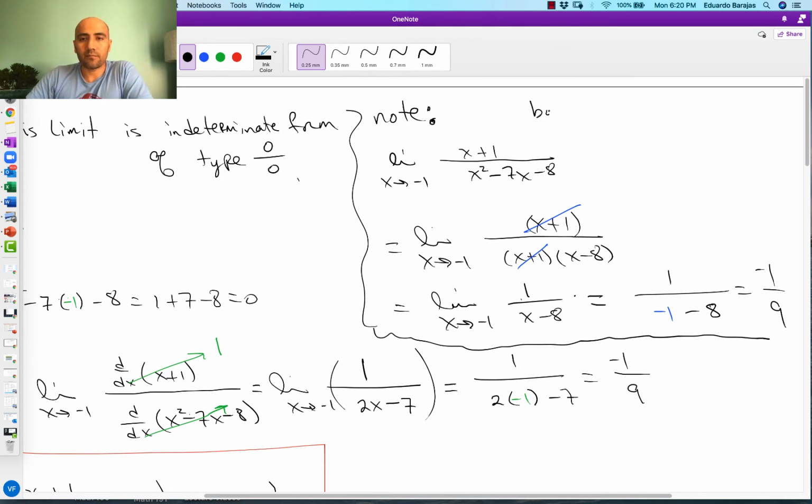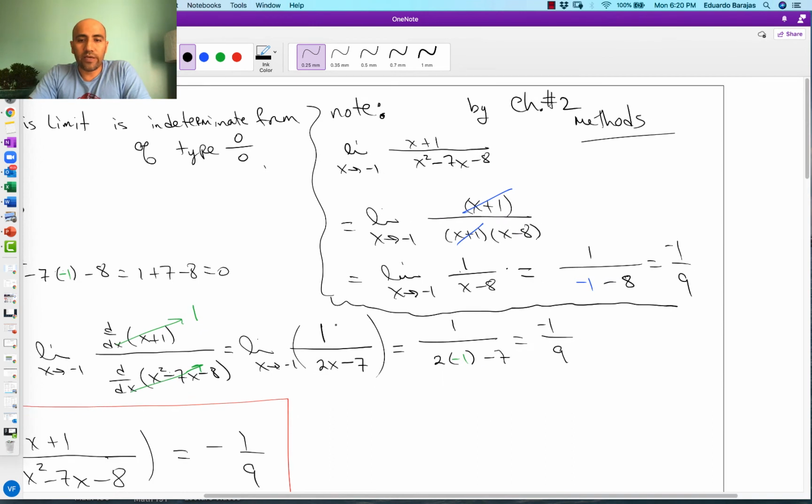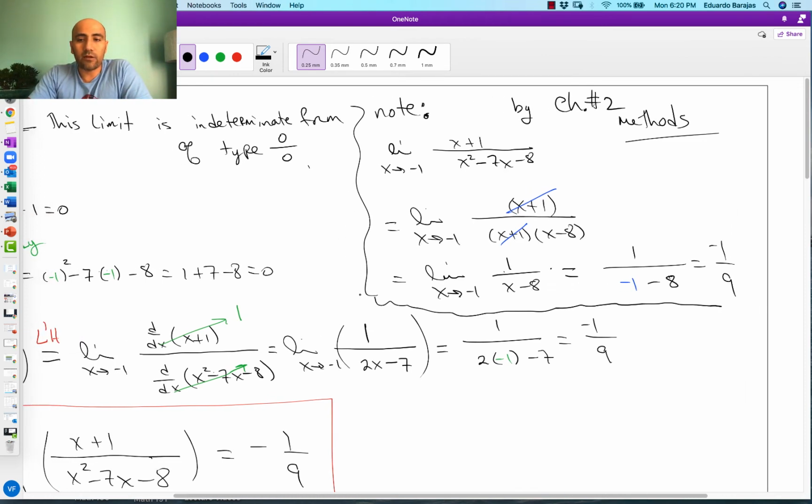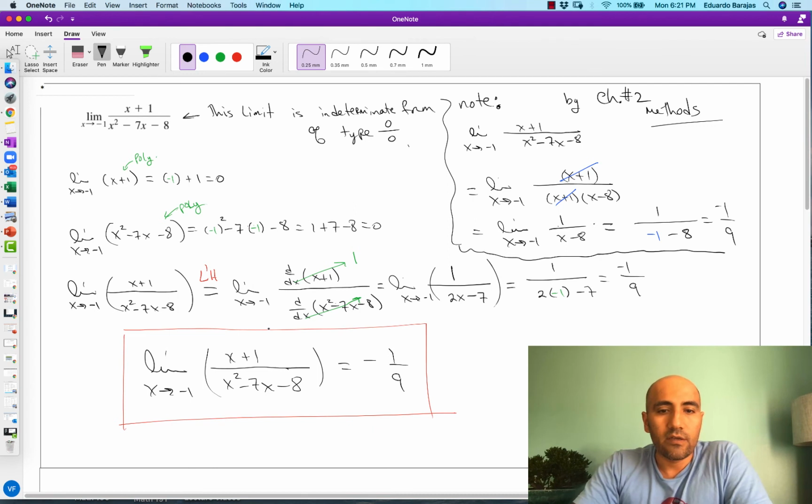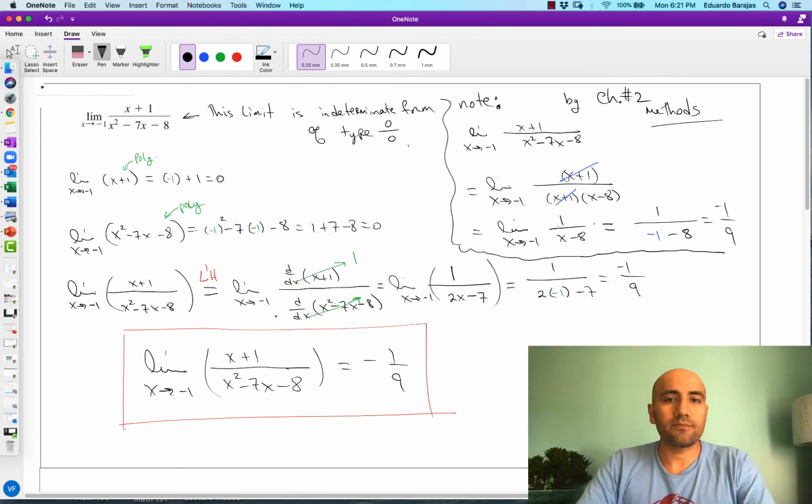I'll say by chapter 2 methods. But this helps us confirm that L'Hopital's rule is working. It's giving us the right answer. We won't always be able to do this, right? This only works out well because we're able to factor the denominator and because it reduced with this term in the numerator. That was just a really happy coincidence. But L'Hopital's rule is a lot more powerful. It'll let us solve lots of other problems that we wouldn't otherwise be able to solve. So it's a very, very important tool that we get to use. Okay, so let's move on to other examples.